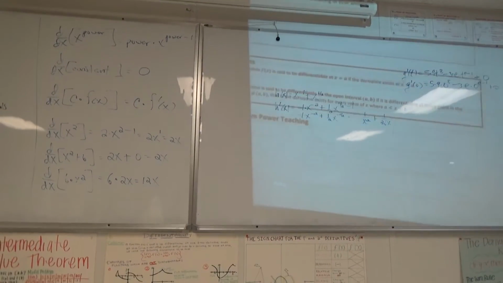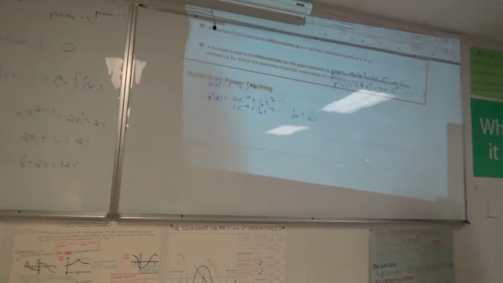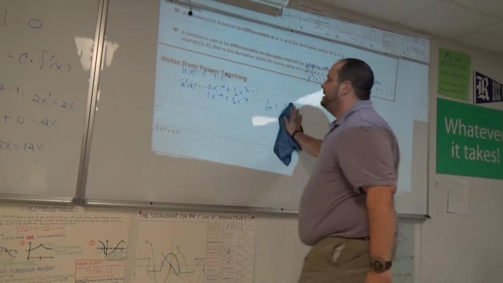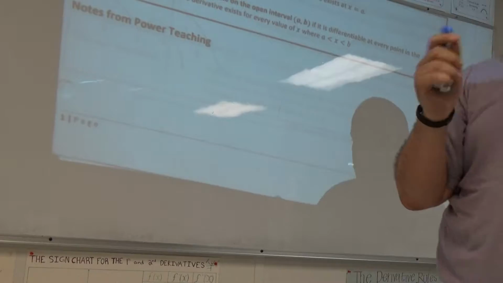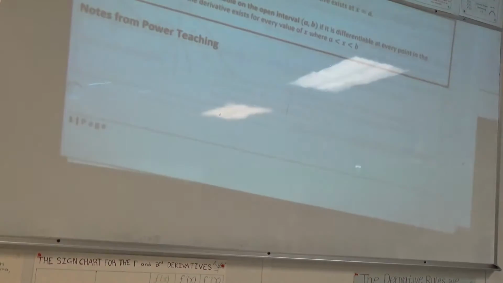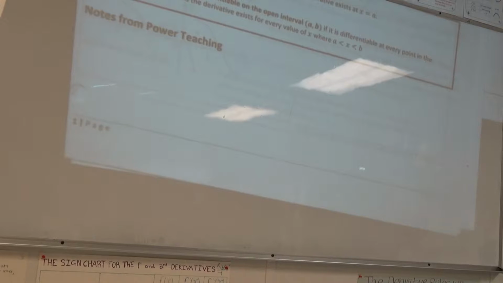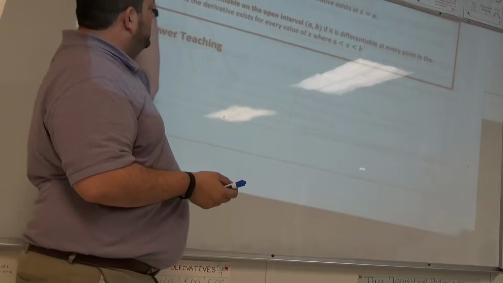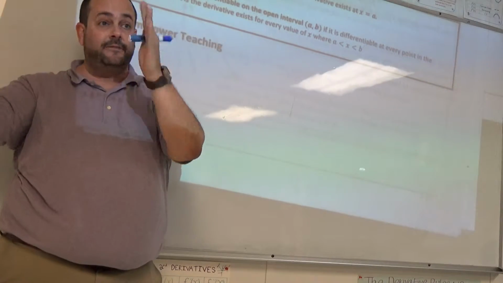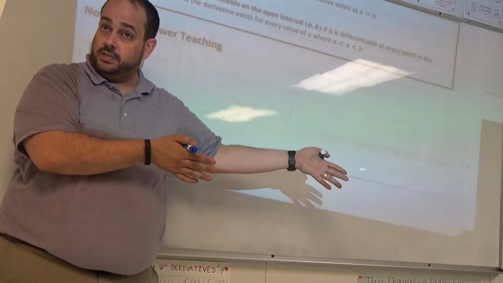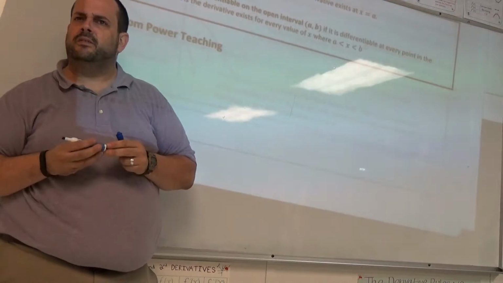All right, so I've got some new vocabulary terms for you. We're going to do a lot of writing today. I have one new vocabulary word, just one. The word is differentiable. What does it mean for a function to be differentiable at a point? A function is differentiable if the derivative exists. That's it. Differentiable means derivative exists. So who can tell me how you can find the derivative at a point?